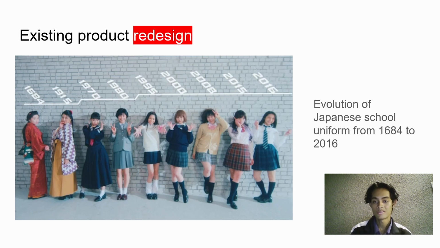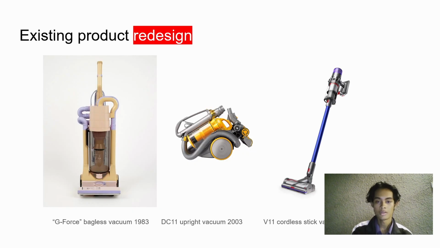As you can see, the Japanese school uniform has had a lot of redesigning, this is to separate and see the movement of time in their country. This is another case of product redesign, which is Dyson's vacuum. As you can see, the first one is very bulky and it can only be used in one state. The next one is still bulky, but it can be used with a lot of tools and extensions. And the newest one that I'm showing here is very thin and very light and you can use it anywhere.